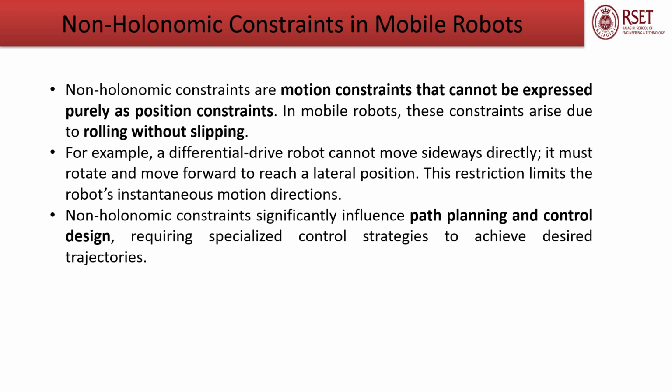This orientation significantly affects path planning and control. We cannot simply command the robot to move in any arbitrary direction. The motion must be feasible according to its mechanical structure. Because of these constraints, trajectory planning becomes more complex. Special control laws are required, and path feasibility must be verified. Understanding non-holonomic constraints is essential for designing realistic and physically achievable motion strategies.